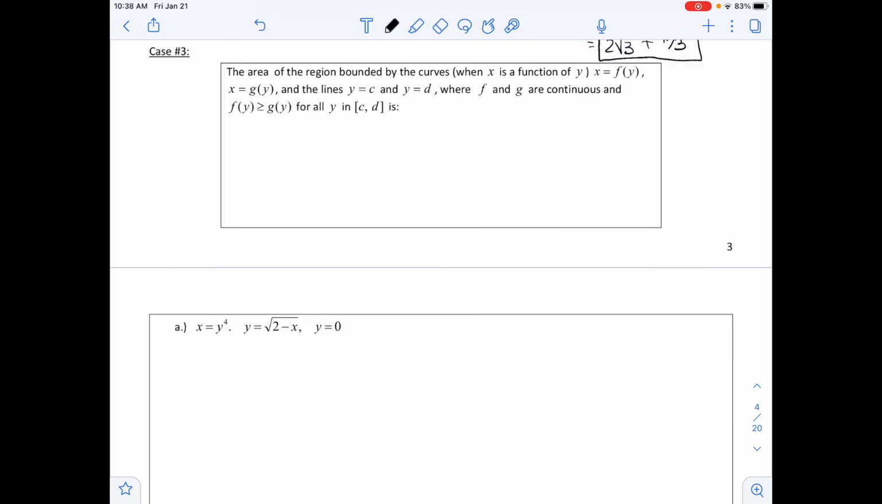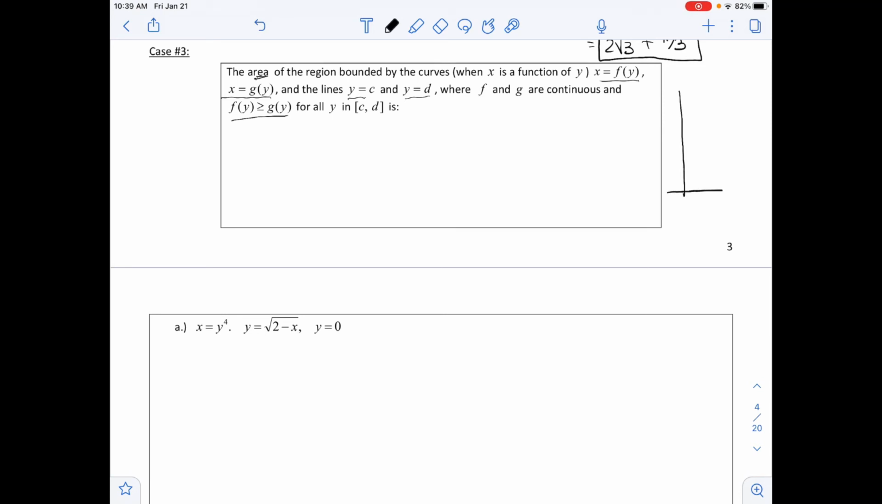So case 3 says the area of the region bounded by the curves when x is a function of y. So we have x is equal to f of y and x is equal to g of y, and the lines y equals c and y equals d, where f and g are continuous, and f of y is greater than or equal to g of y for all y in that interval from c to d. So again, we're going to go ahead and sketch a graph of what this would look like.